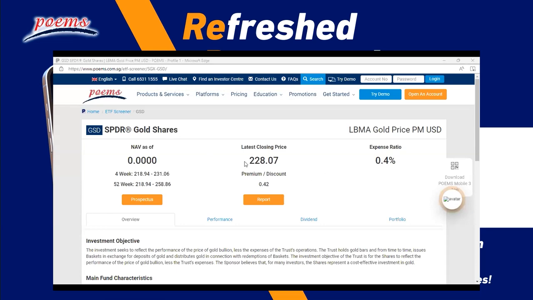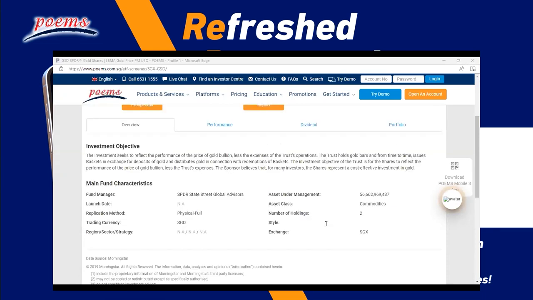So for you to know more about the overview of the ETF, you can check what the investment objective of this ETF is, what it is tracking, whether it is tracking the index or tracking gold, or who is the fund manager managing the ETF. So you can check the details of it as well.